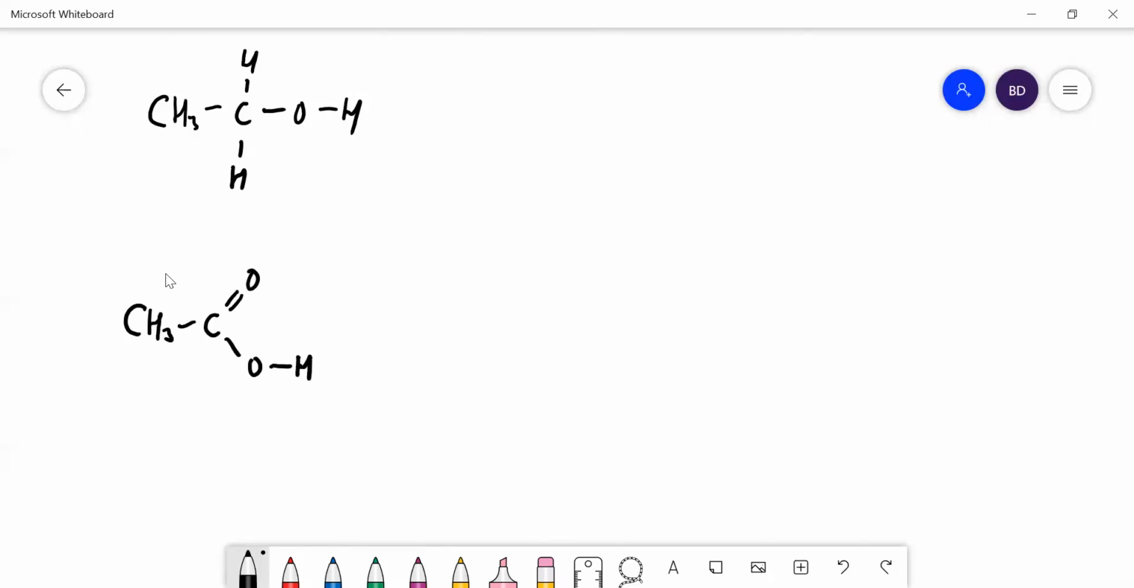Now, we know that ethanoic acid has a tendency to lose this H plus here. It's an equilibrium reaction. It's not a very strong acid, but some of them do that. Whereas if you look at ethanol, we know that that's not acidic at all. If you have a solution of ethanol, it's pH 7. So why doesn't this occur?